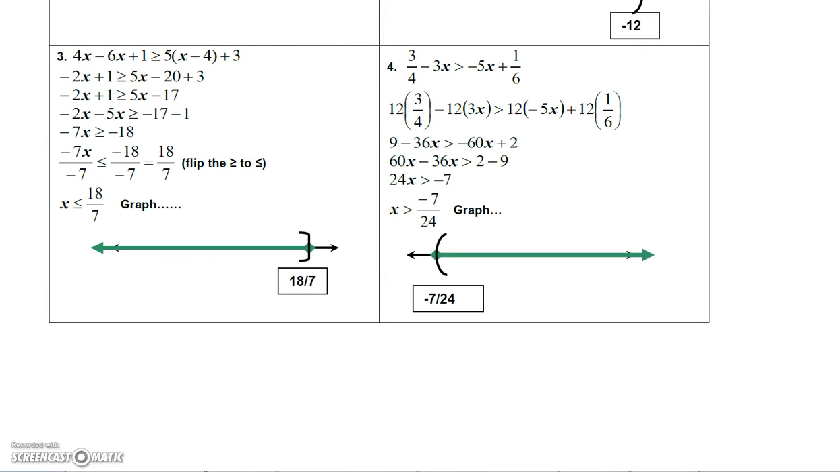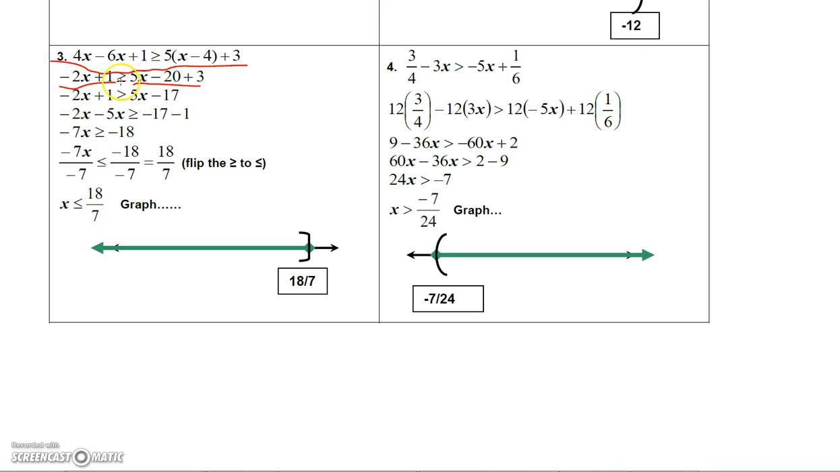Okay, let's look at a couple more that are a little more complicated. And if I don't get through the fourth one, you can just view it on the video and see my steps. So here I have 4x minus 6x plus 1. First thing I want to do, just like equations, is combine everything on each side. 4x minus 6x is minus 2x, so I have minus 2x plus 1. Here I distribute. 5 times x is 5x. 5 times minus 4 is negative 20. So I have 5x minus 20 plus 3.